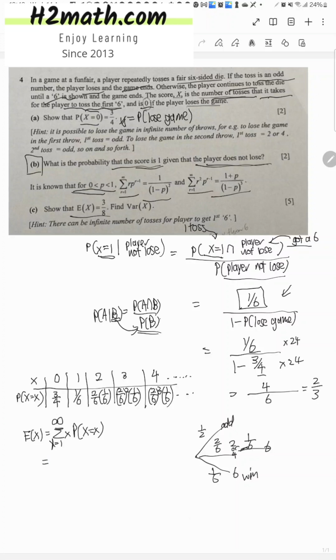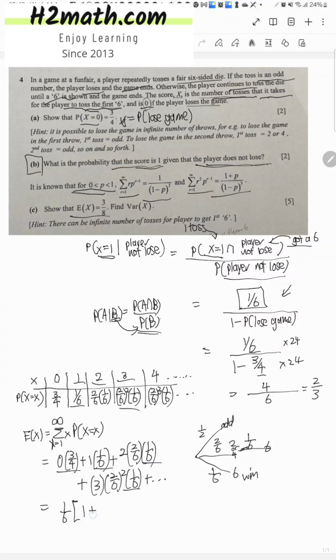Then these symbols mean that we take x times its probability, plus this x times the probability, then this plus 2 times 2 over 6 times 1 over 6, plus 3 times 2 over 6 squared times 1 over 6. But I cannot keep on writing this forever, right? So this one is just 0. All the rest of the terms have a common factor 1 over 6, so I factorize 1 over 6.